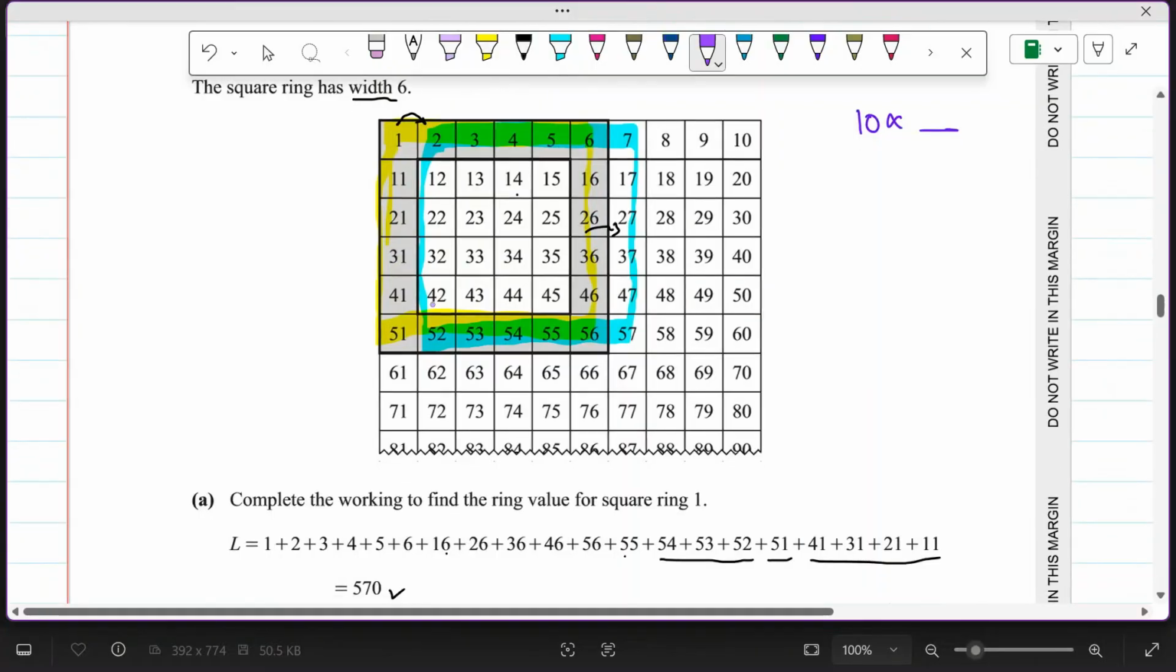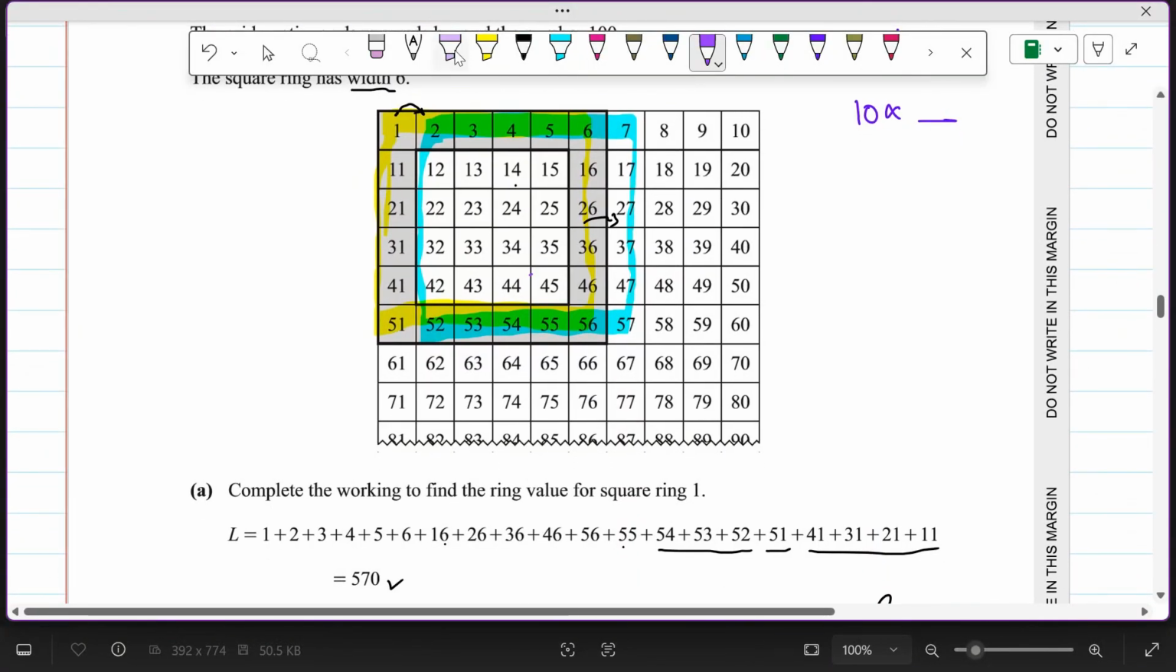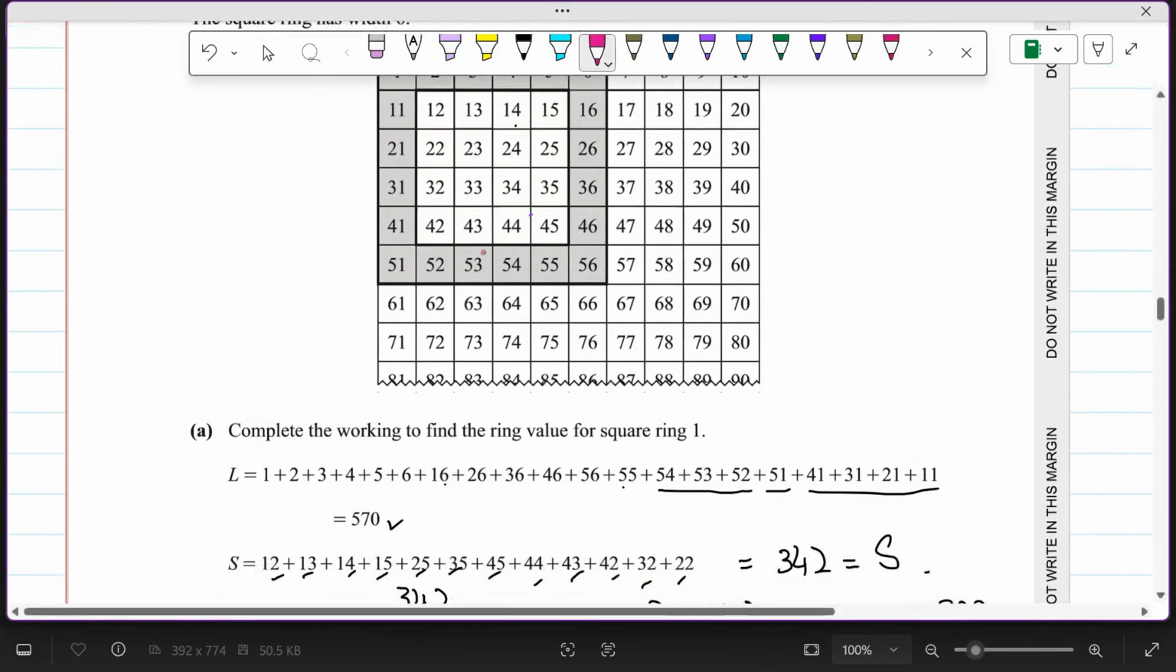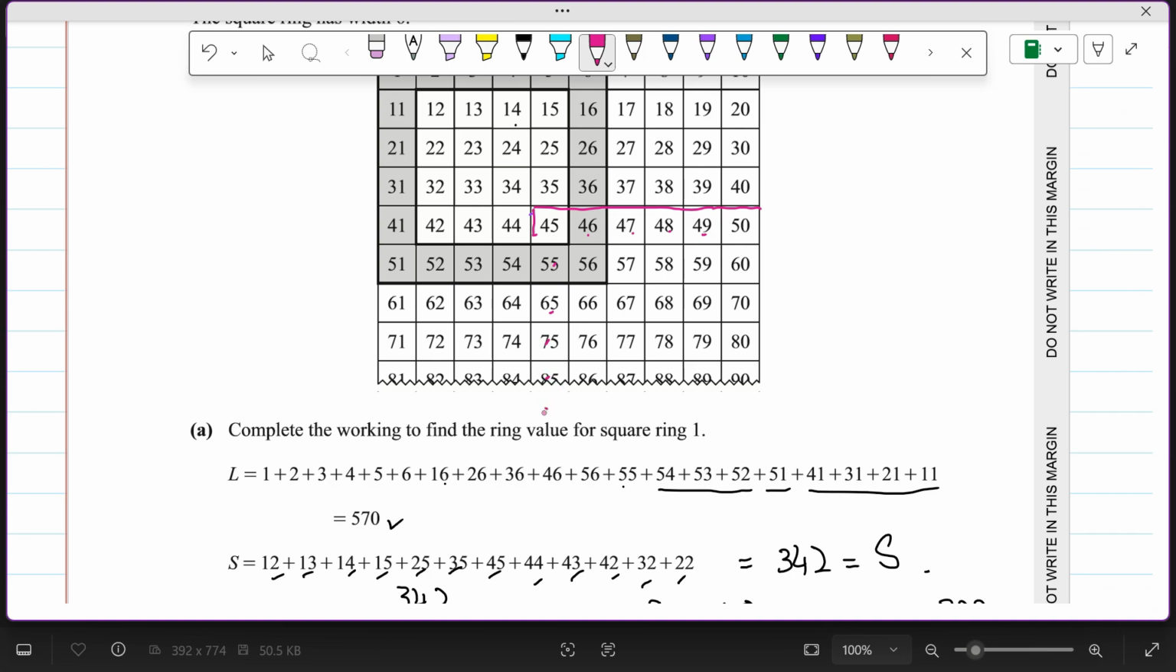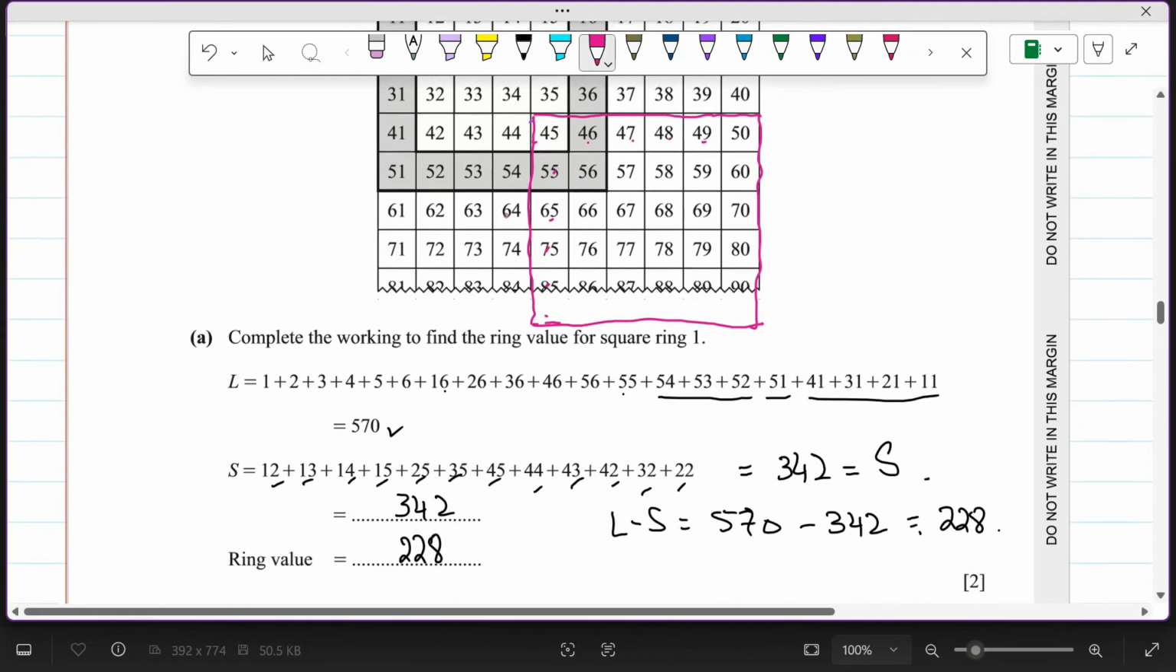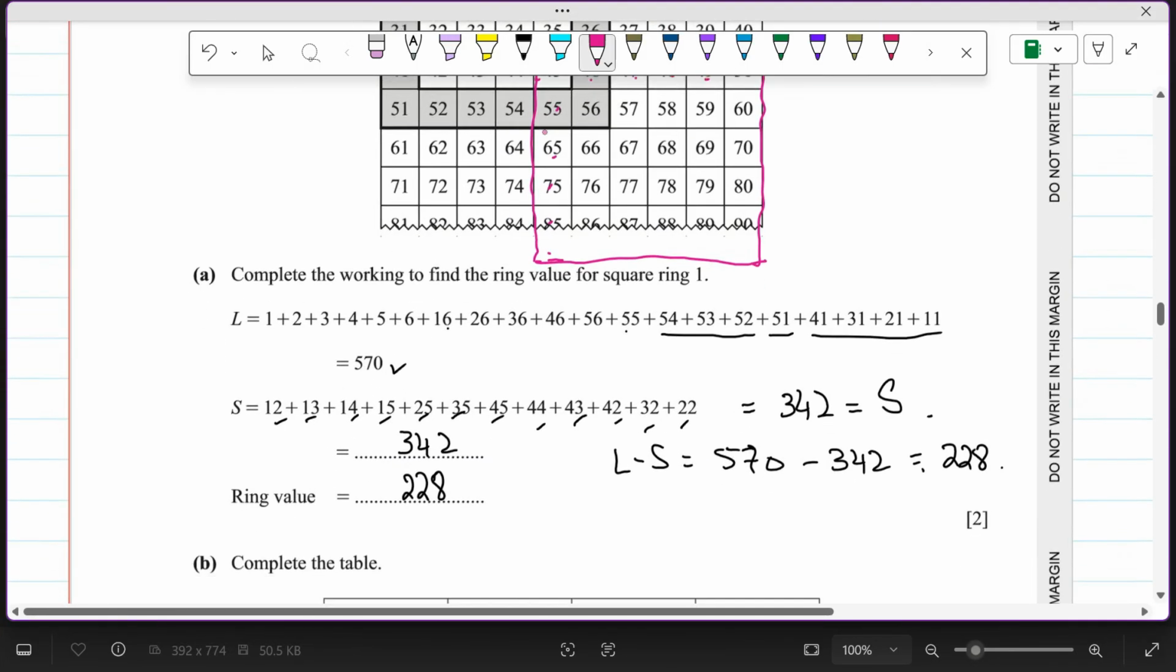Find the ring value for square ring 45. Okay, we have the 45, this one. I just need to erase them. Square ring 45, this one, and from here 1 2 3 4 5 6, and then 1 2 3 4 5 6, up to 6. 1 2 3 4 5 6. This is a square with the ring 45.